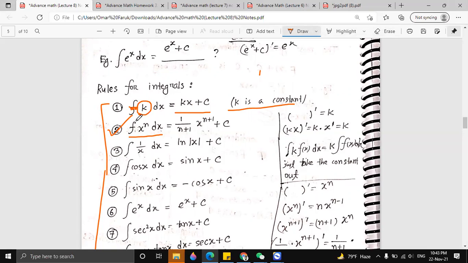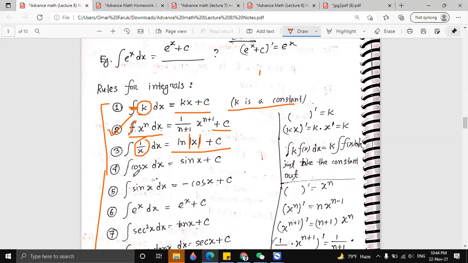And then integration of x to the power n dx will be 1 by n plus 1 into x to the power n plus 1 plus c. This is the second formula. The third formula is integration of 1 by x dx is equal to ln x plus c, because from the derivative formula we know that the derivative of ln x is 1 by x. And remember to write the modulus sign, or the absolute value sign.